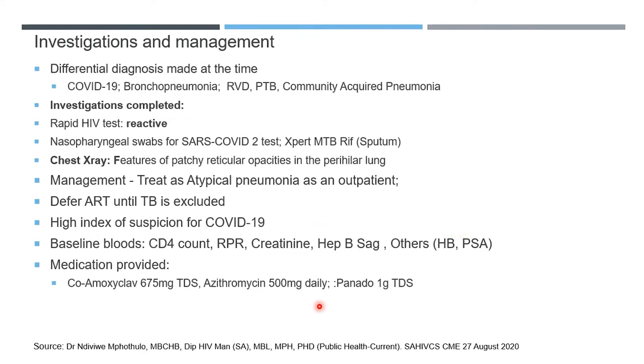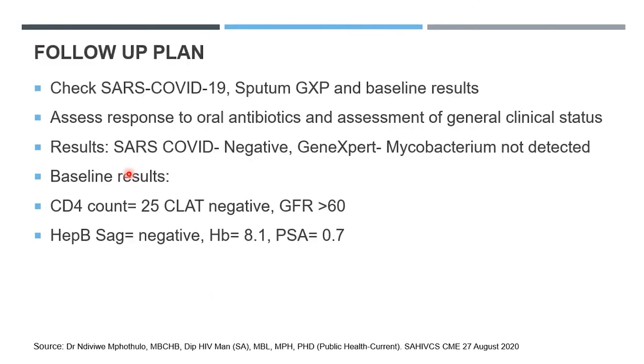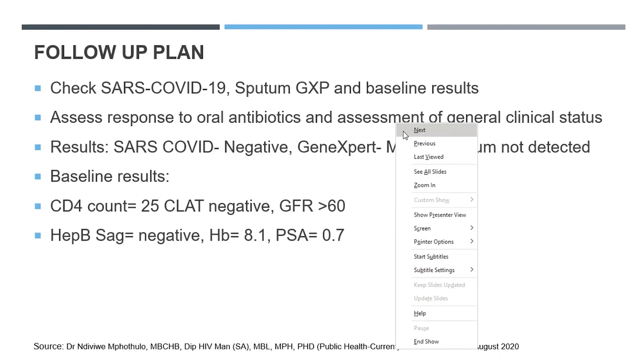They provided him with co-amoxiclav 675 three times daily, azithromycin and Panado. Their follow-up plan was to check those results and assess his response to the antibiotics. The results came back negative for SARS-CoV-2, and the GeneXpert showed that Mycobacterium tuberculosis was not detected. He had a CD4 of 25, his CrAg was negative, renal function was normal, hep B negative, and an Hb of 8.1. They hadn't provided any MCV or MCH, and a PSA.